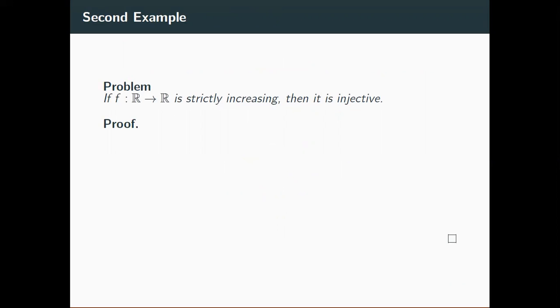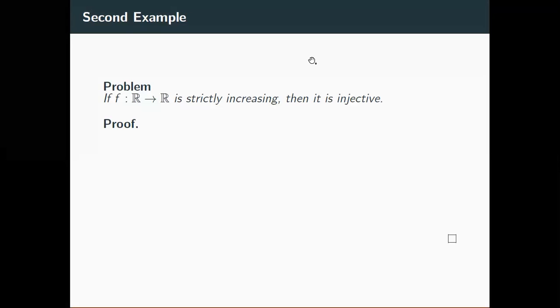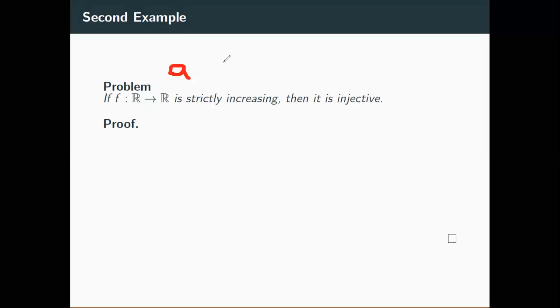Okay, so the next example: if your function f, which maps R to R, is strictly increasing, then it's also injective. So again, I'm just going to quickly write the definition of strictly increasing. A strictly increasing function just says if you have 2 points on the number line, let's say a, which is less than b, then if you apply the function, it's going to preserve this inequality. So that means f of a is going to be still less than f of b.